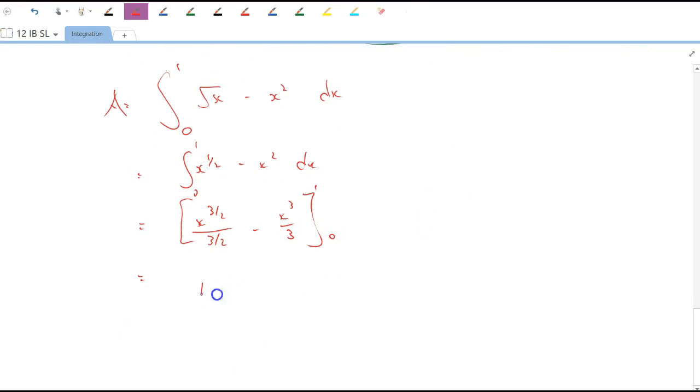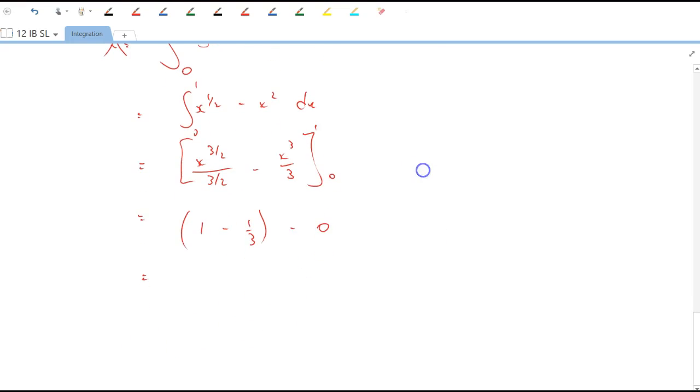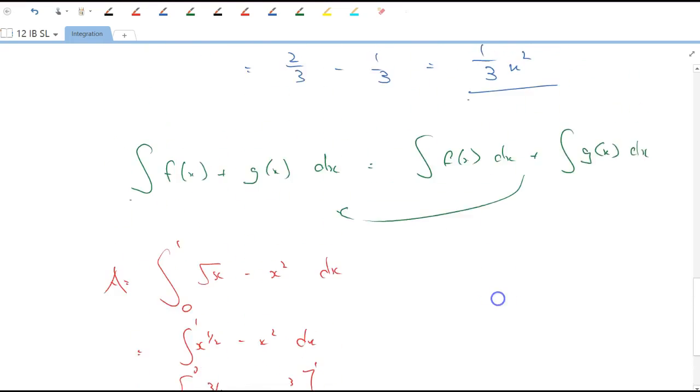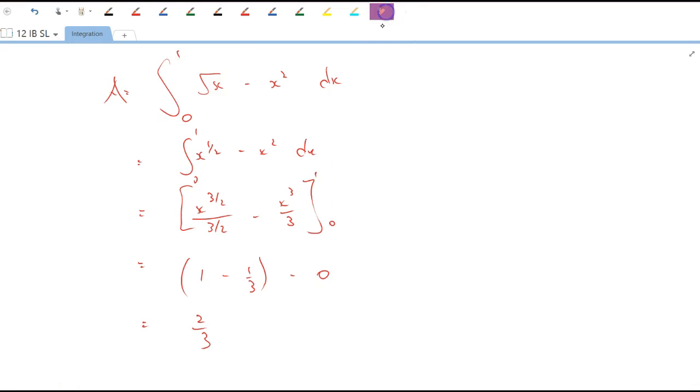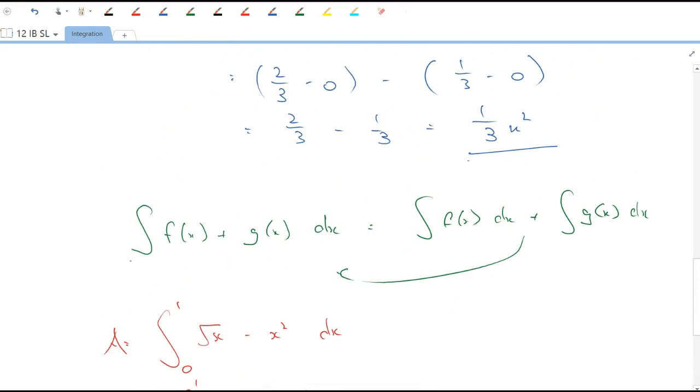Alright, and we put 1 in there, we get 1 minus a third, and we put 0 in there and we get 0 minus 0. 1 minus a third is 2/3, and that's exactly, no, we got 1/3 there. So what was the error? Put 1 in there, that's 1 minus a third minus, okay, error spotted, that's 1 over 3 on 2, which is 2/3. So that gives us 2/3 minus 1/3, or 1/3. Okay, units squared.